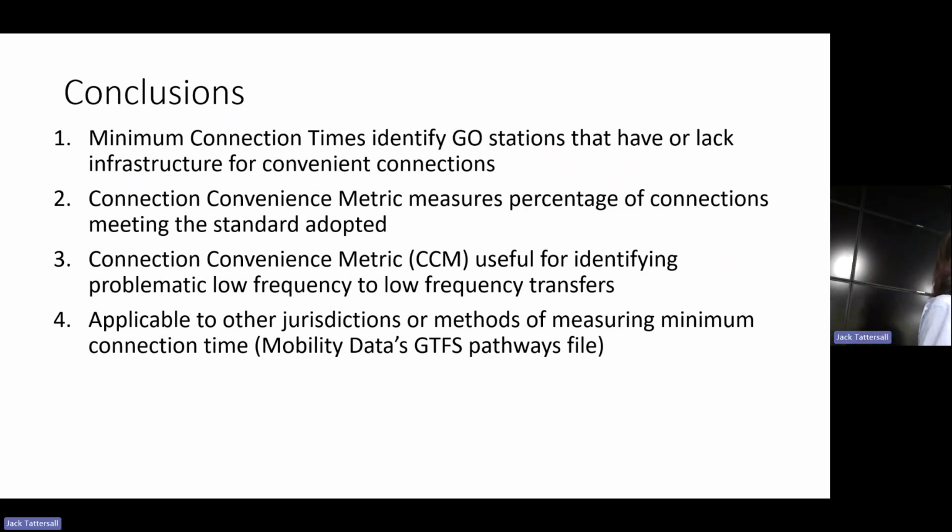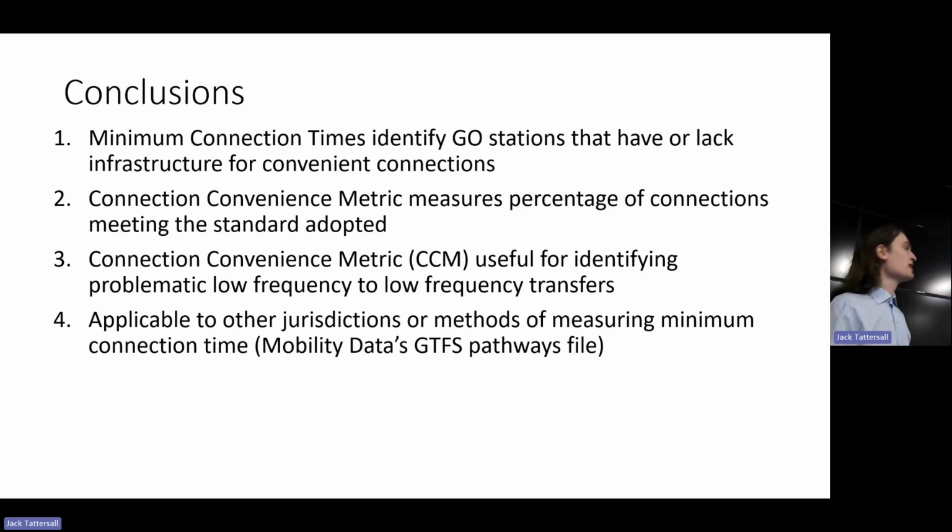Presents the percentage of connections for each transfer movement which meet the adopted definition of a convenient, comfortable connection. And this can be useful for highlighting problematic low frequency to low frequency transfers that we should improve upon. And then this metric is flexible enough using just schedule and real time tracking of transit vehicles, so GTFS data. It is applicable to other jurisdictions or even methods of measuring minimum connection time.